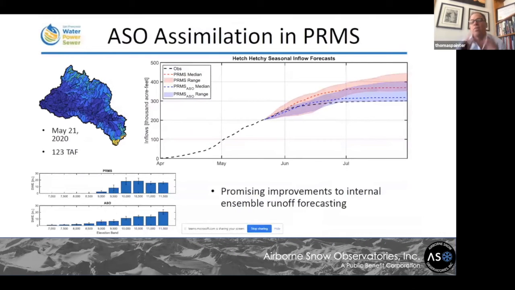This is then the spatially distributed assimilation by the Hetch Hetchy water and power PRMS model, which is a physically based model leveraging the ASO data. This is a result from this last year. The red and pink is the PRMS model for inflows in the absence of the ASO data. The blue is with the ASO data, and the black trace here is the observation. This is just one example here in the Sierra of that kind of updating.